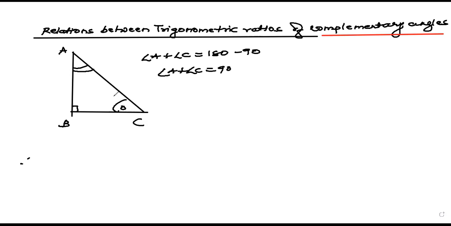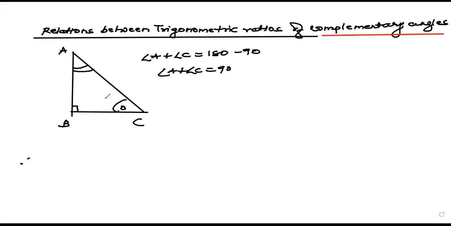That means the sum of these acute angles of a right angle triangle is 90. So these acute angles of a right angle triangle are complementary angles. In any right angle triangle, the two acute angles are always complementary angles.